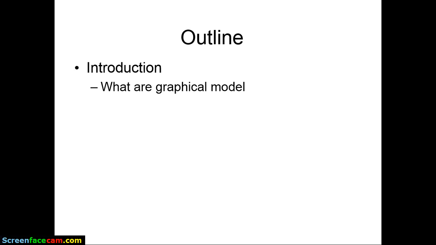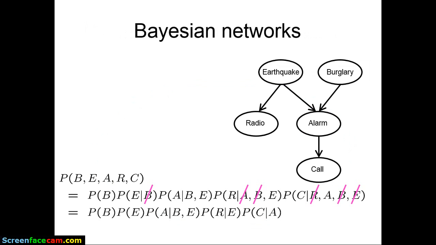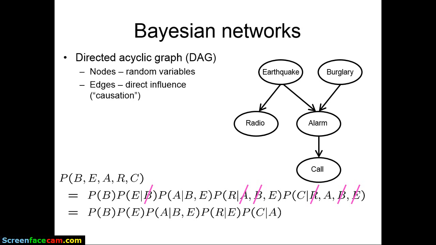A graphical model is a probabilistic model for which a graph denotes the conditional dependency structure between the random variables. Graphical models are divided into two types: directed graphical models and undirected graphical models. Directed graphical models are known as Bayesian networks, which are directed acyclic graphs, and undirected graphical models include Markov random fields. An example of a Bayesian network can be shown in this diagram. It is a directed acyclic graph, and nodes represent the random variables, and edges represent the direct influence.